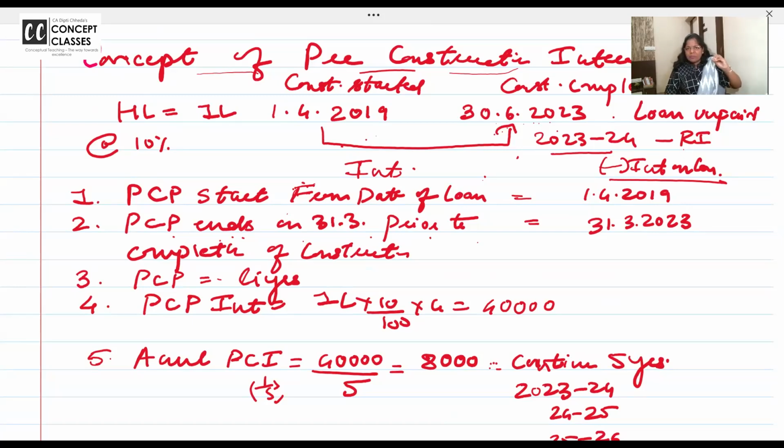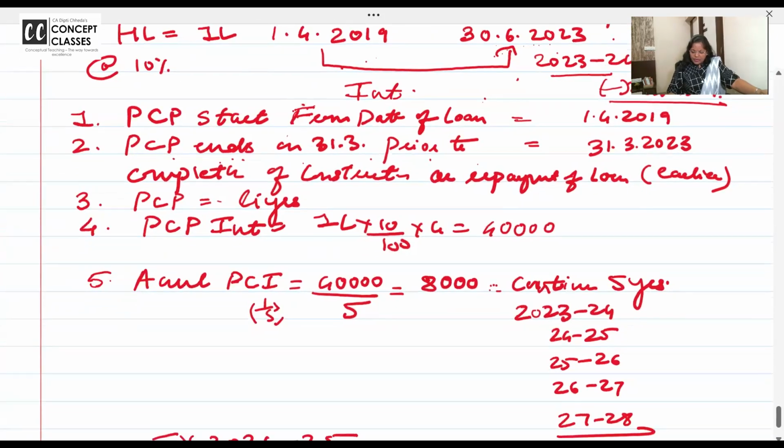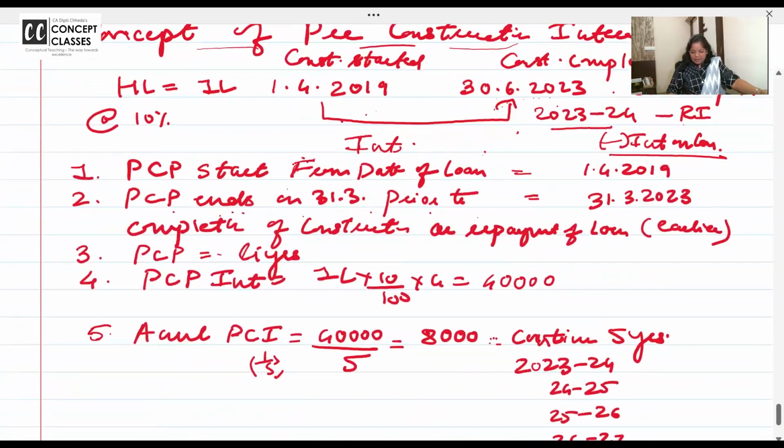So the pre-construction period starts from the day you take the loan. It ends on 31st March prior to completion or repayment of the loan, or if the loan is repaid on March 22, whichever is earlier. Okay, so here it is 4 years like this and you will deduct.